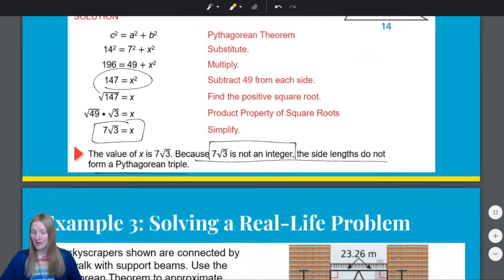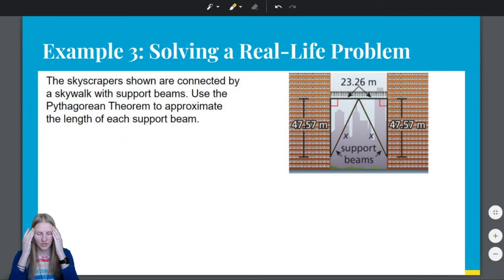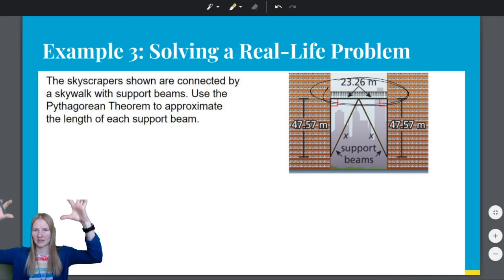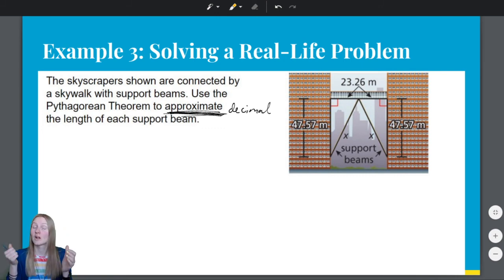All right, one more example for today, and it is a real-life problem. So, the skyscrapers shown are connected by a skywalk. Ooh, so like a bridge between the two buildings, with support beams. So the support beams are right here. Use the Pythagorean theorem to approximate the length of each support beam. Approximate means that we can have a decimal answer. If we want an exact answer, no decimals. But if we want an approximate answer, we can take the decimal.